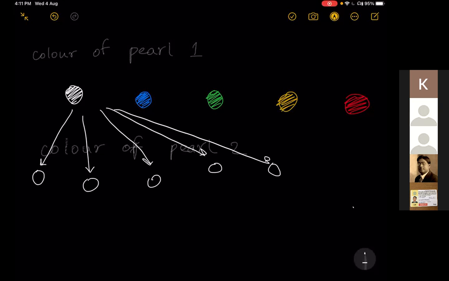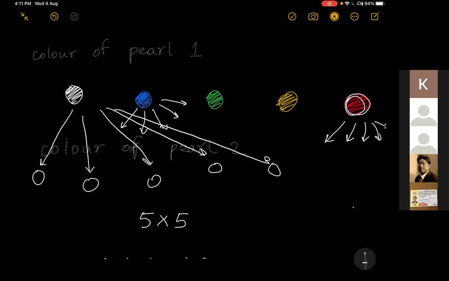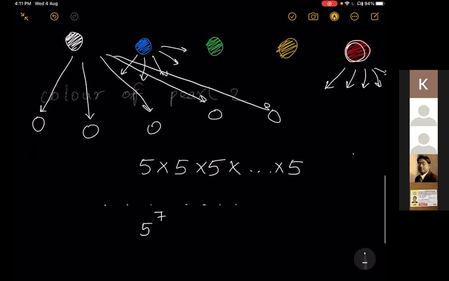Understood? Yeah. Okay. But now suppose my first pearl is red. Then also the second pearl has 5 options. Suppose it is blue. Then also the second pearl can be 5 colors. So total 5 into 5 in first 2 pearls. So if there are 7 pearls and I have 5 colors to color each pearl, then how many ways can I color the entire necklace? 5 into 5 into 5, 7 times. Right. So this is basically 5 to the power 7.